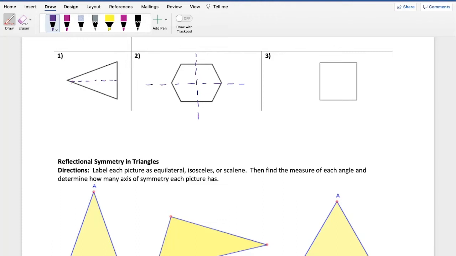On a square, not only do we have our vertical axis of symmetry and our horizontal axis of symmetry, on this one I can actually do my diagonals as well. So I have an axis of symmetry going through that direction and also this direction. So whatever axis I were to fold it on, the pieces would match up.